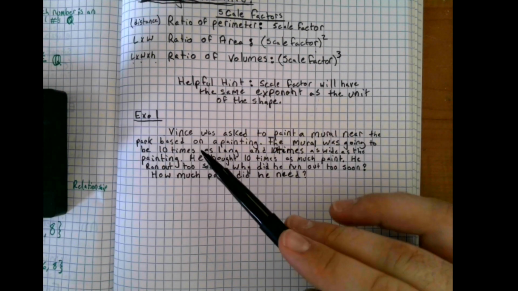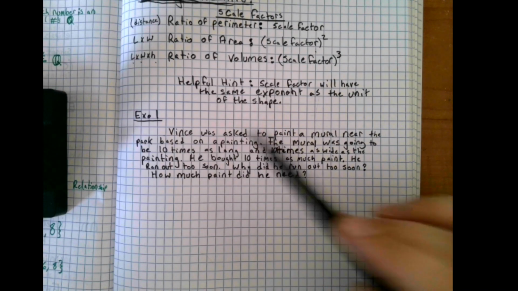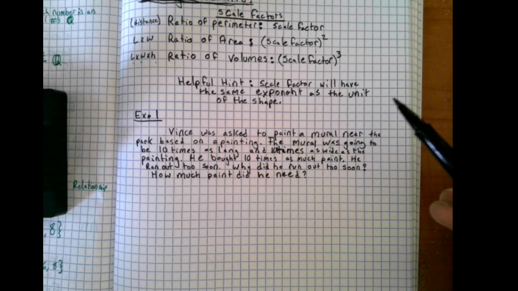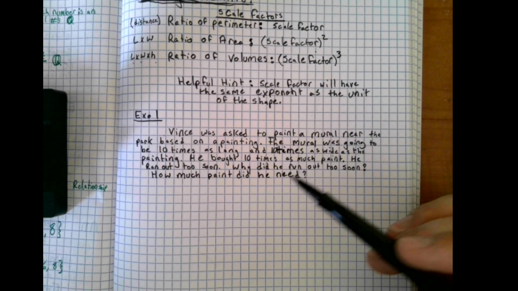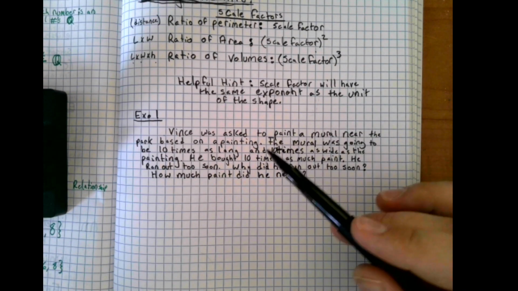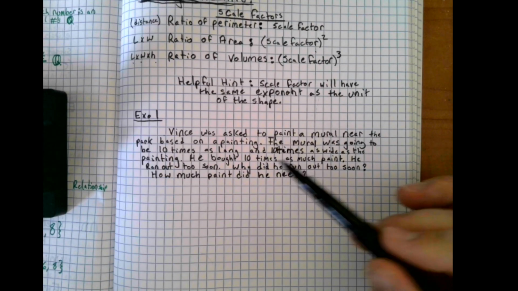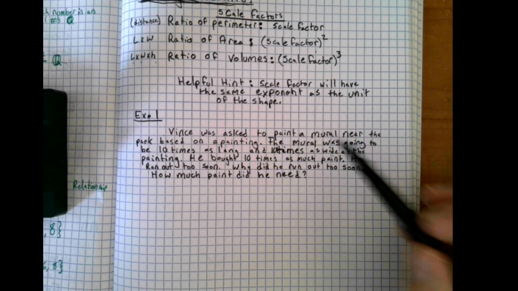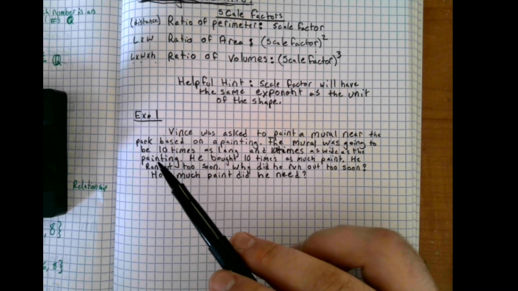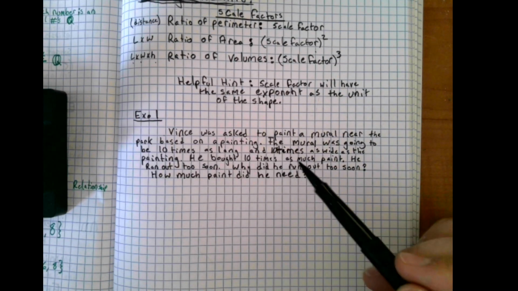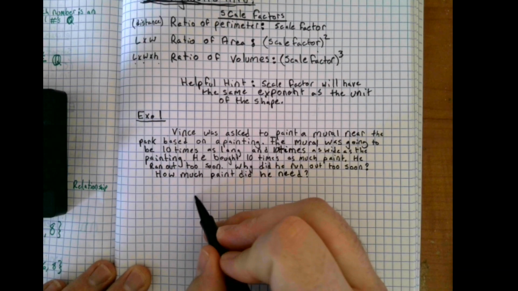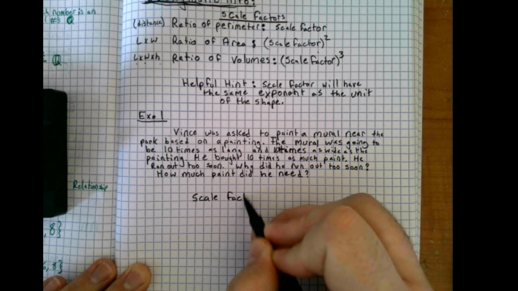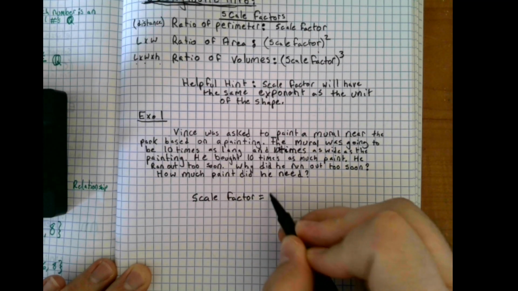Now, notice that he's painting a mural. A mural is a very large painting on a wall or another big surface. Now, when you're painting, you're not just making a straight line around what you're drawing. It's not a perimeter. You're painting everything inside. So it's an area. Here, if we have the mural be 10 times as long and 10 times as wide, our scale factor is 10.